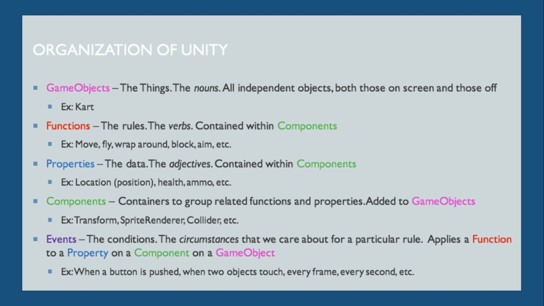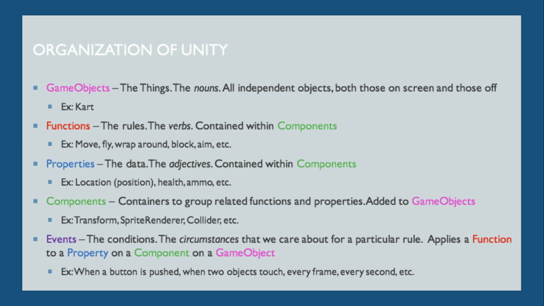They are C# classes. Okay, you've hopefully heard of classes before. Okay. So the components, there they are. They are containers that group related functions and properties. You add them to game objects, and there are common ones that already exist, that have already been written for you, that are just sort of part of the engine. Transforms, sprite renderers, colliders, and so on, right?